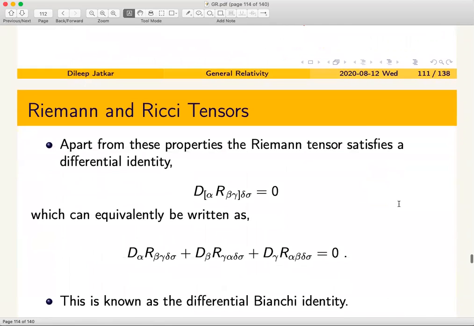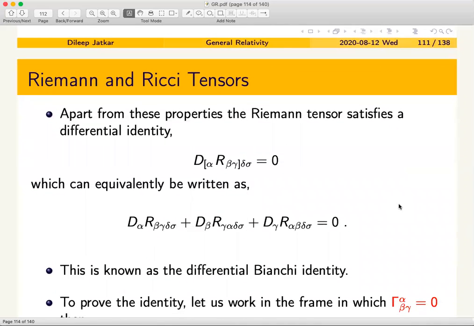tensor satisfies, and that is what's called the differential Bianchi identity. That equation is written in this form. The square bracket enclosing these things implies that you do cyclic permutations of these and write down the equation, and that's how you get this equation. So beta gamma alpha, gamma alpha beta. That is this notation.